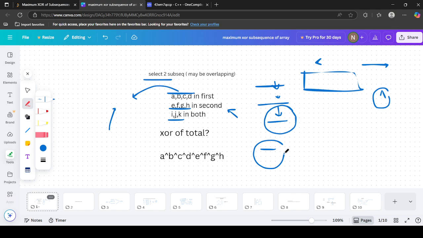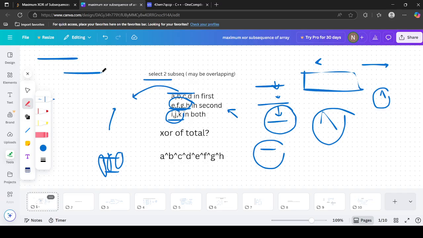If this is the case, then what is the XOR of all the elements that we selected, which is subsequence 1 XOR subsequence 2? It will be simply A XOR B XOR C XOR D and so on for all of these. And there is no contribution with respect to IJK. Why? Because these are included in both subsequences, so the XOR of these is simply 0. So only the elements which are only in the first subsequence or only in the second subsequence are important. The indices which are in common are useless because they simply contribute 0 to the answer.